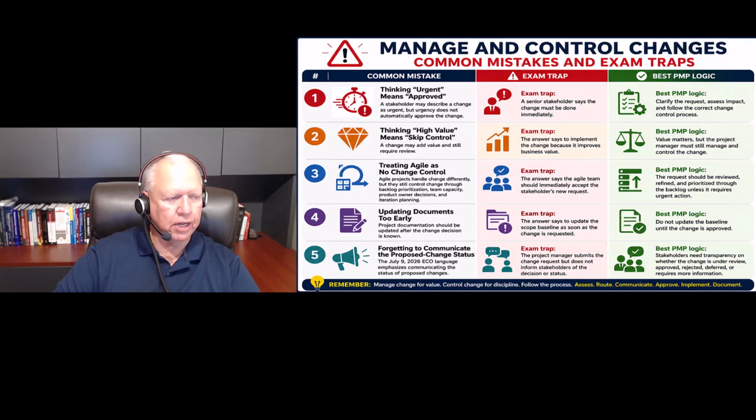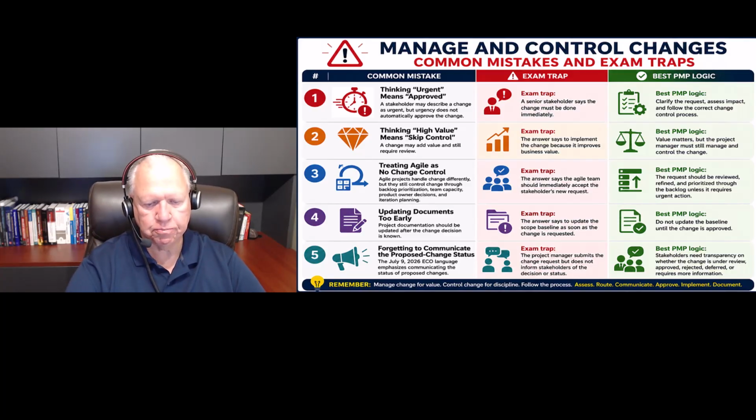And number 5, forgetting to communicate the proposed change status. The exam trap is the project manager submits the change request but does not inform stakeholders of the decision or the status. The best PMP logic for this would be stakeholders need transparency on whether the change is under review, approved, rejected, deferred, or requires more information.